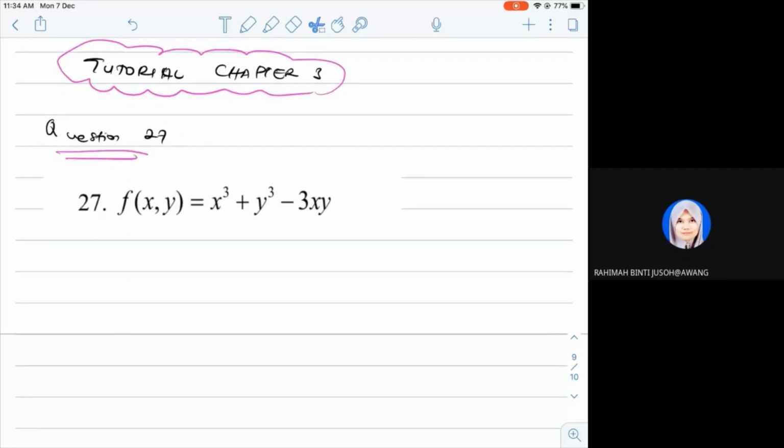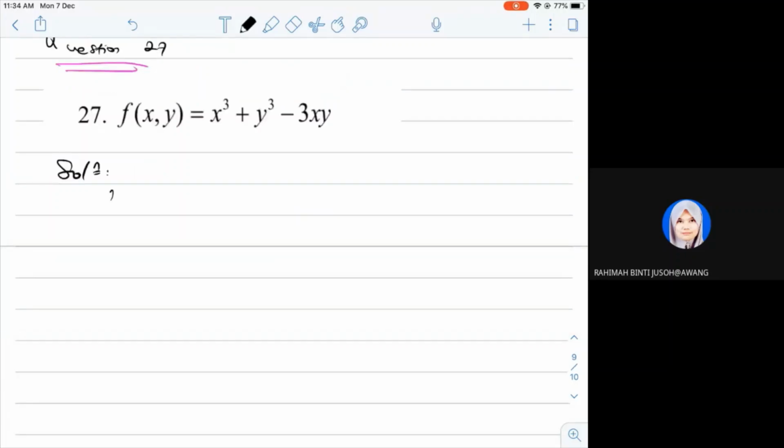Okay. So question number 27. First solution, I straight away find the solution. Differentiate with respect to x, we will get 3x squared minus 3y equals to 0. And then find fy, we will have 3y squared minus 3x equals to 0. So this is your first equation, and this is your second equation.